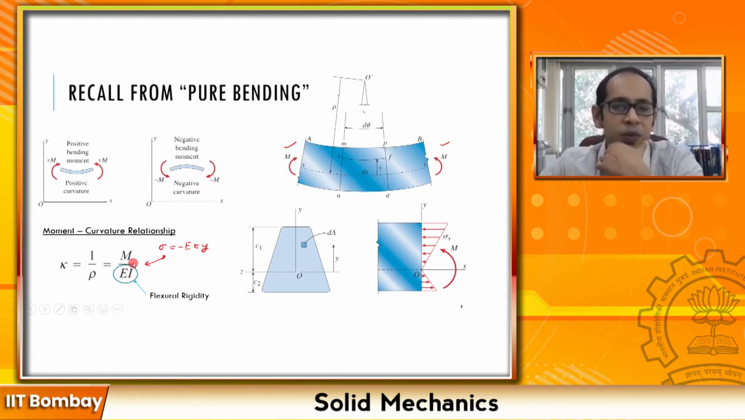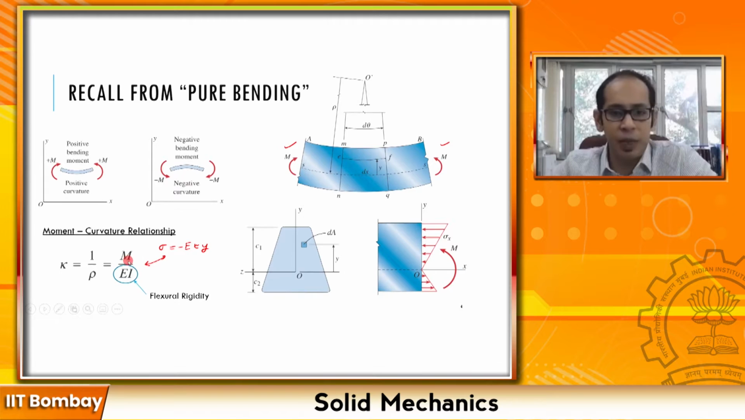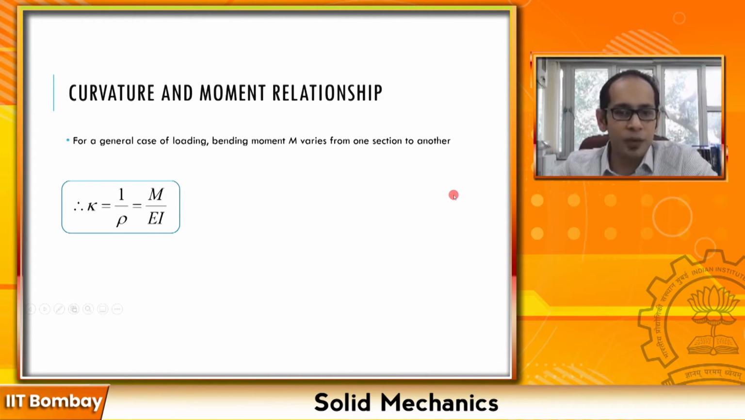Now, in this one, you see that kappa was independent of x. X means along the longitudinal axis of the beam. If you take x over here, it was independent of that, simply because here the moment was constant. So in the case of pure bending, the moment is constant, so kappa is simply a function of M divided by the flexural rigidity that you have over here, right? So this is what we had looked at.